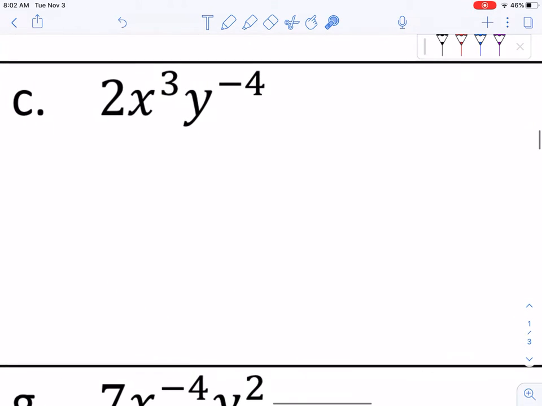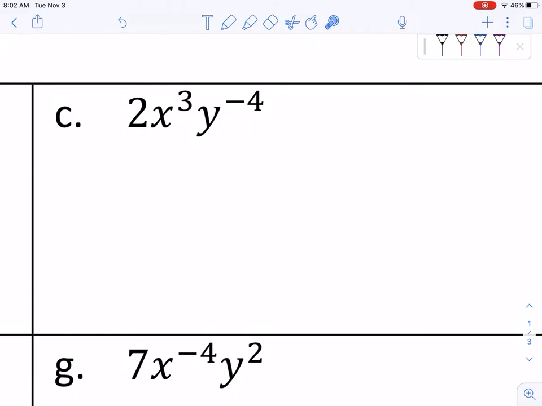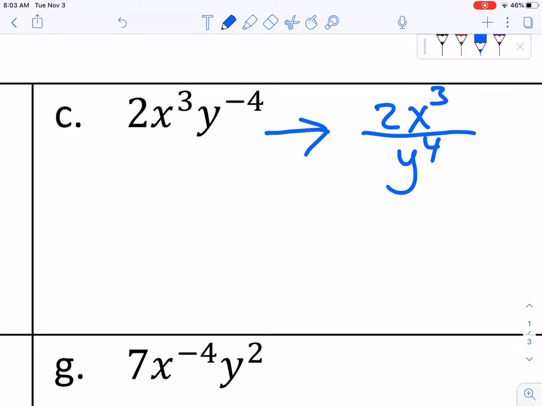Every number or every term we see, every variable we see, has its own power. So this is 2 to the first power, x to the third power, y to the -4th power. So to rewrite this, I always like to use a fraction bar, and then I go one piece at a time. Does my 2 need to move? No. Does my x to the third need to move? No. Does my y to the -4th need to move? Yes. When I move it, it becomes positive. So this needed to move down.